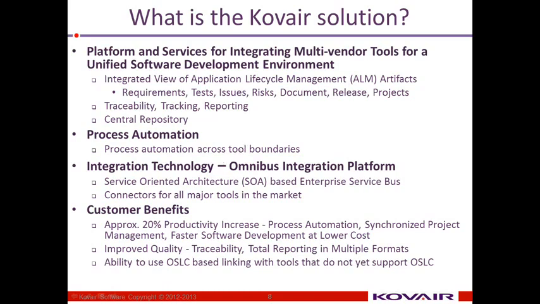Next, process automation is a big part of the Kovair solution, where we can make artifacts comply to a process which is defined inside Kovair, and this process can span across multiple tools. The integration technology that we offer is called the Omnibus integration platform. It is completely based on service-oriented architecture, and it is using the ESB structure. We have already built connectors for major tools in the market.